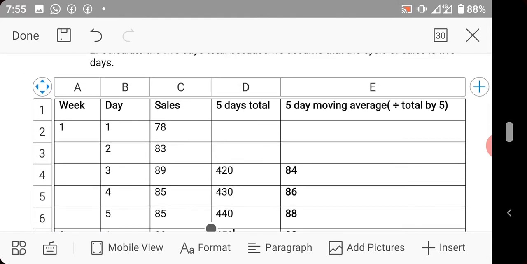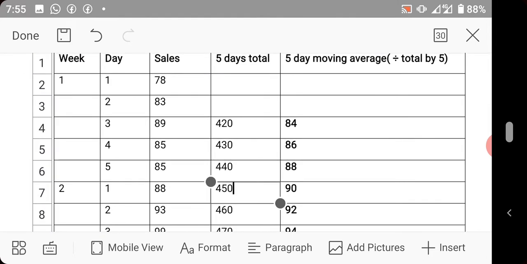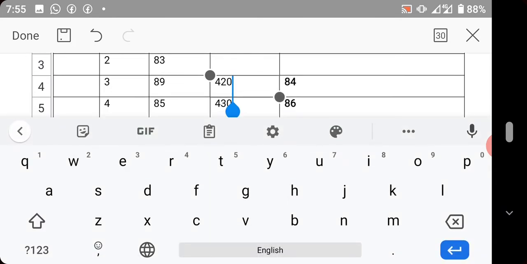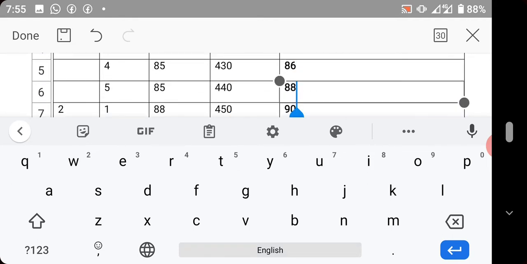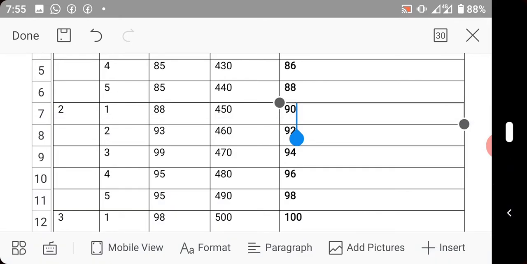How do you now get the average? You now divide this total by 5. It will give you 84. Divide this total by 5. It will give you 86. Divide this total by 5. It will give you 88. Divide this total by 5. It will give you 90. That is how you get the average.